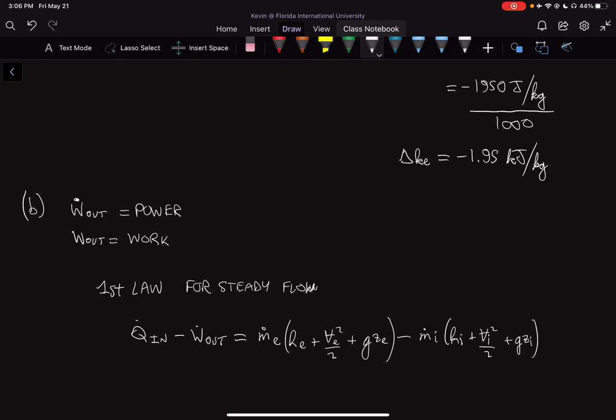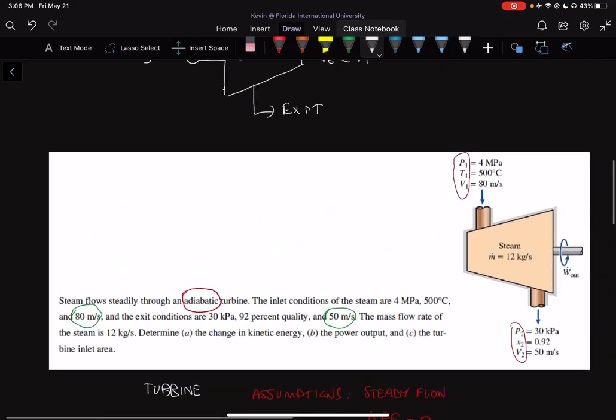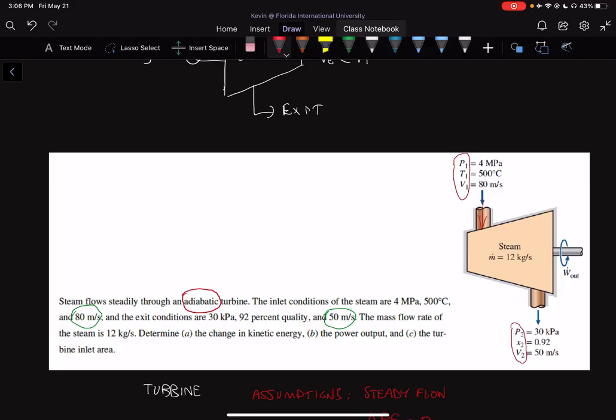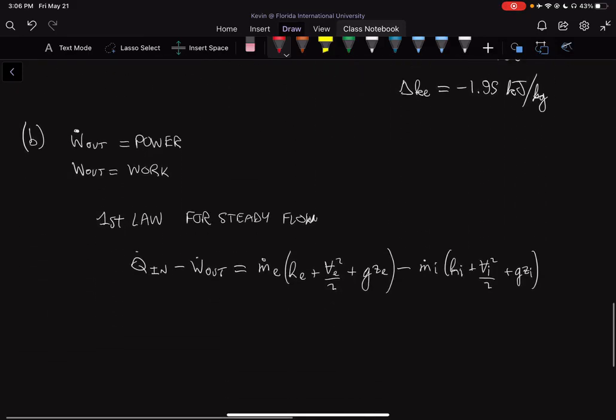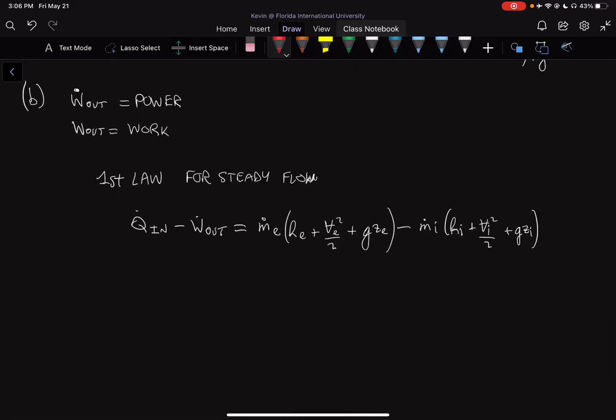And we have one inlet and one exit in our diagram. If we look at our diagram, we have only one inlet here and only one exit here, and we have this work coming out of our system. So it makes it very easy for us to solve the problem. The equation stays the same, and now we can cancel some terms out. We can cancel the z terms because we're not given any information on z.